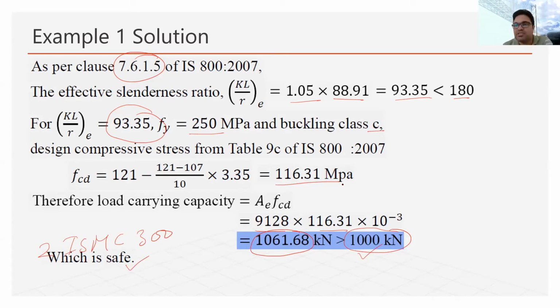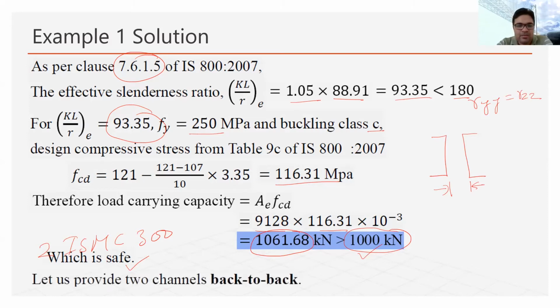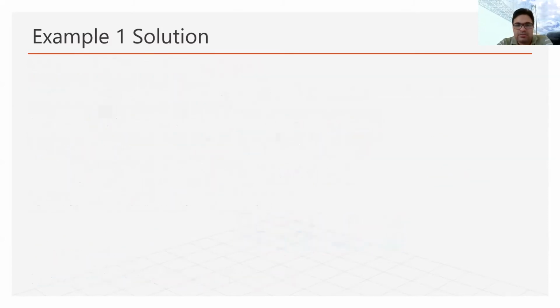Now the thing which is left: we have chosen these 2 channel sections, but we have to find out what the distance between them will be, so that ryy will be equal to rzz. This we will see in the next slide. As I said, we will find out the spacing. So again, I will be showing you.